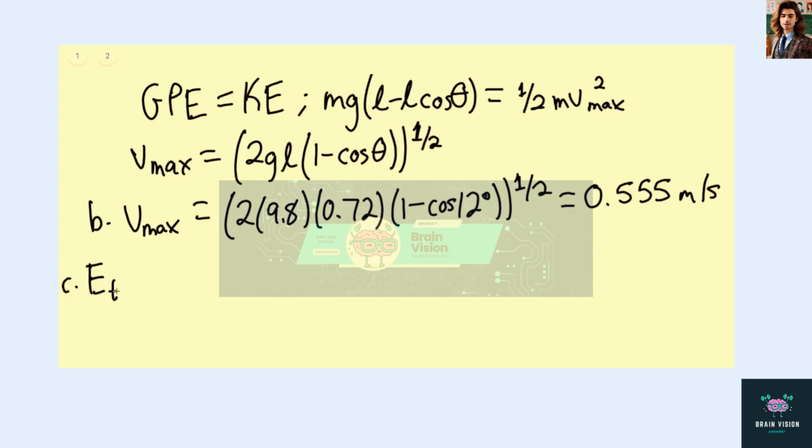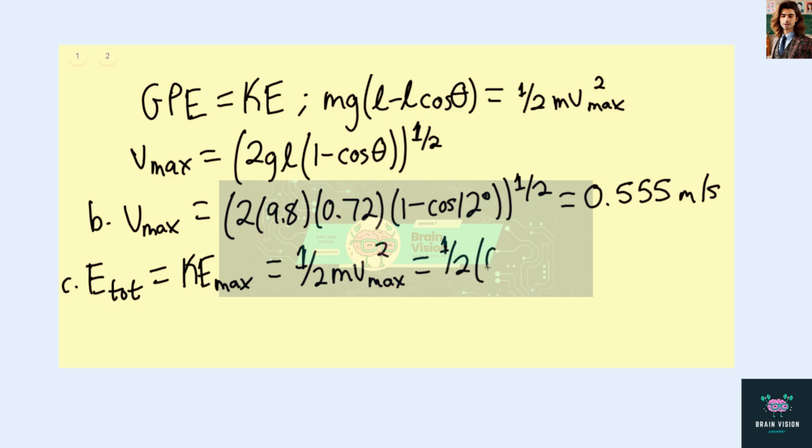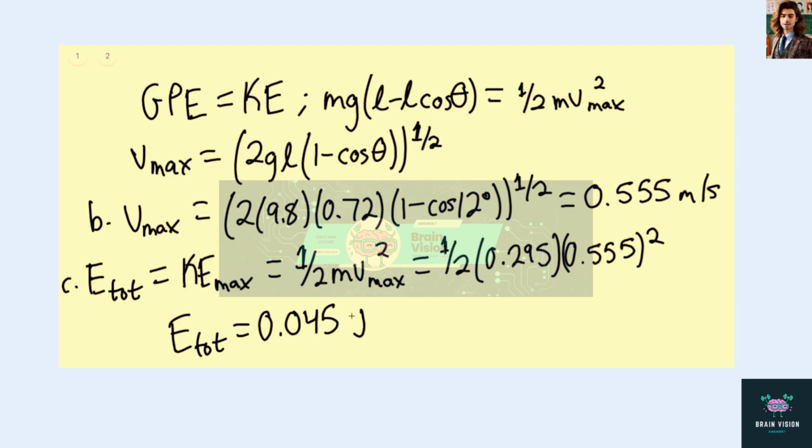And then for part C, the energy total can be simply the kinetic energy max, because that's the maximum amount of energy in the system. So this is simply going to be 1/2 m v max squared. So this will be 1 over 2 times 0.295 times 0.555 squared. And we get that the total amount of energy is going to be equal to 0.045 joules.